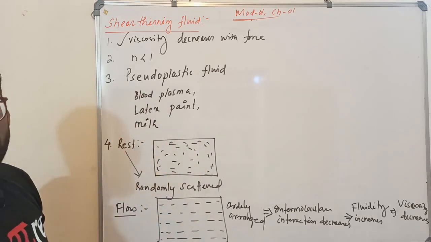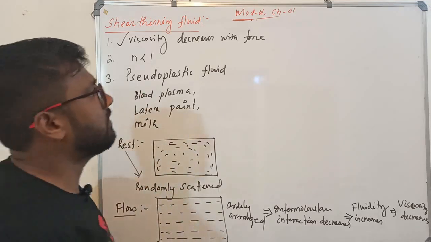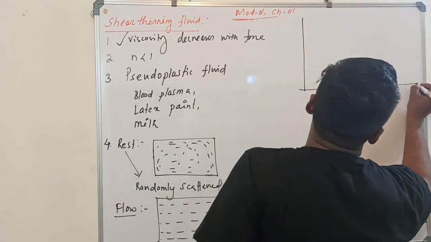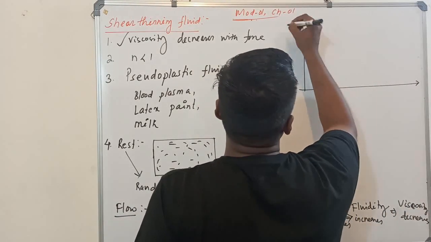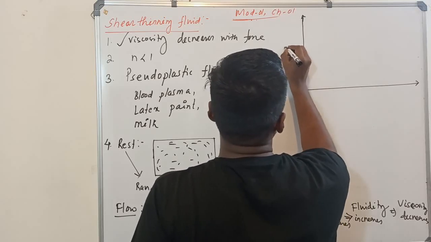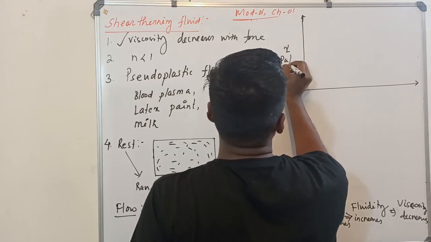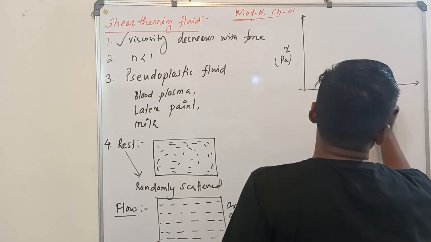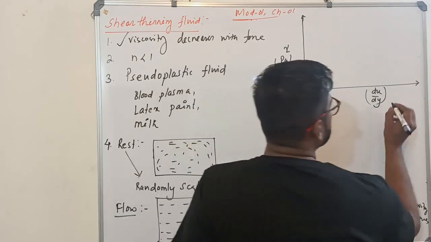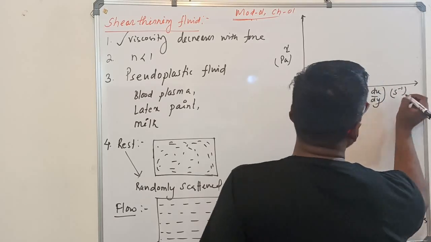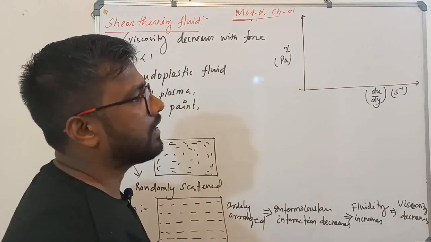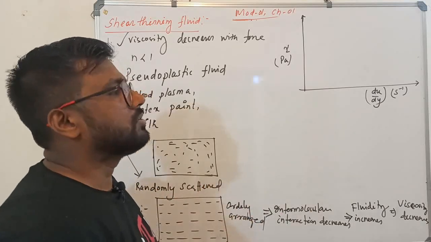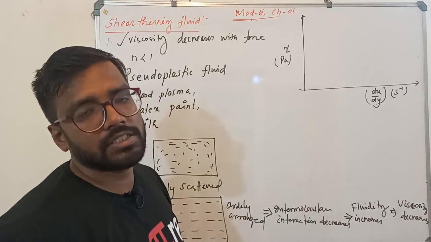Now we'll draw a graph for them. Take shear stress tau in Pascal along the y-axis, and here you take the velocity gradient along the x-axis. What is the unit of velocity gradient? Unit is second inverse. You take your strain rate d theta by dt.